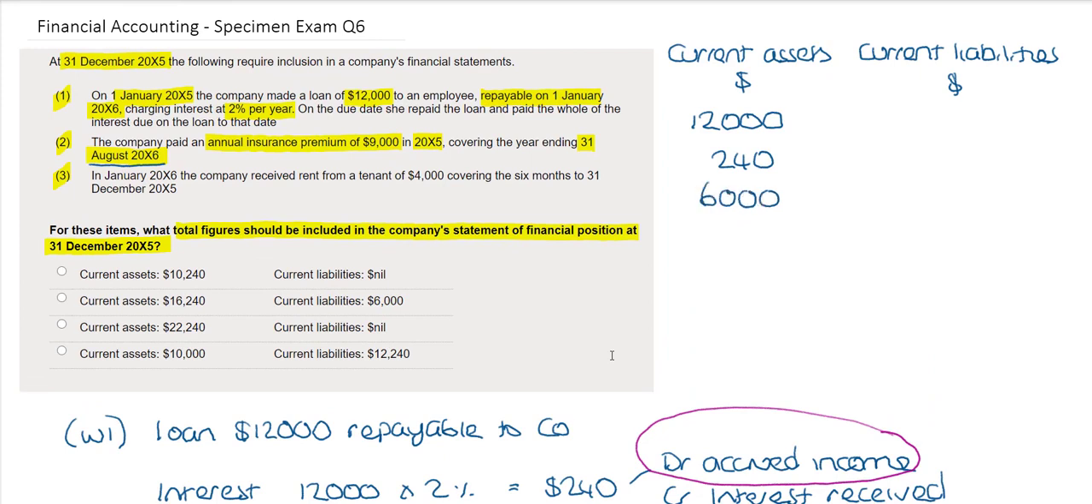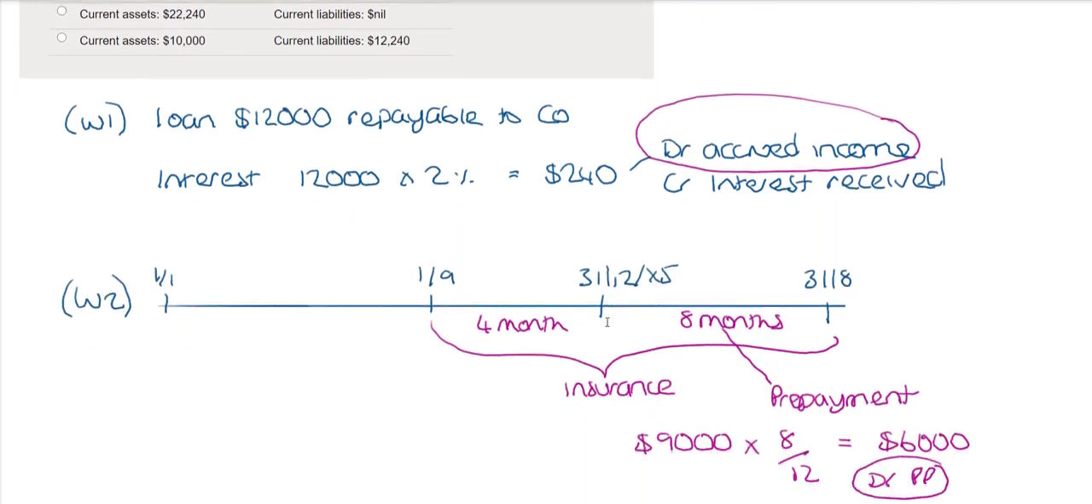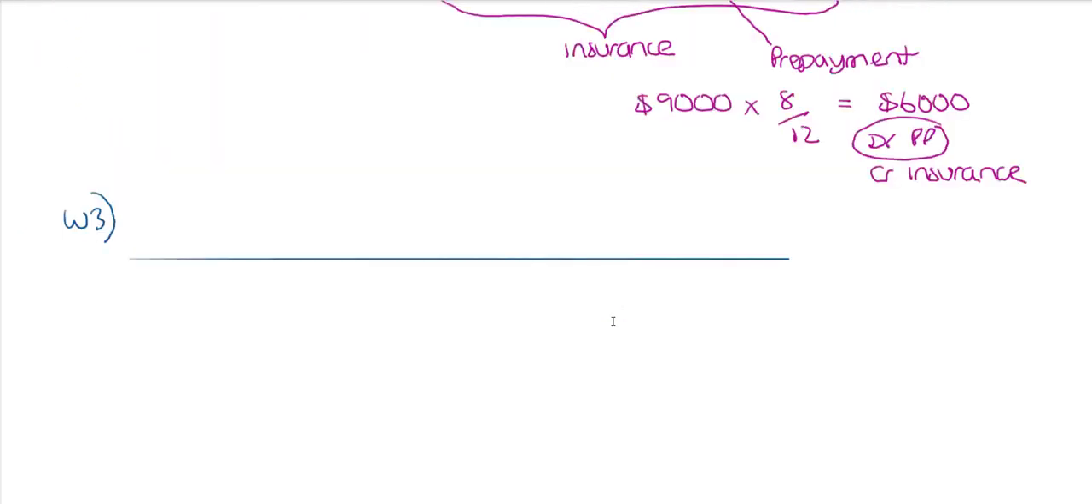In the third piece of information, it tells us in January 20x6, which is just after the year end, the company received rent from a tenant of $4,000, which covered the 6 months to the 31st of December 20x5. Again, looking at this as a working, and again as a timeline, we can see with our year end, once again the 1st of January to the 31st of December x5, that just after the year end, we have received rent from a tenant that actually belongs in the current year because it runs for the last 6 months from the 1st of July to the 31st of December.